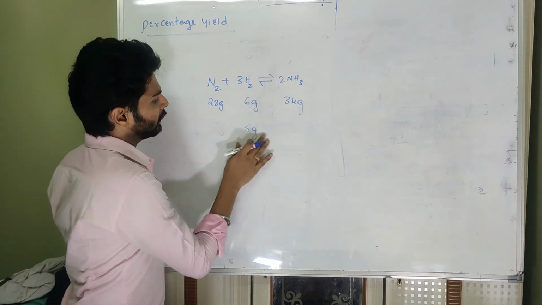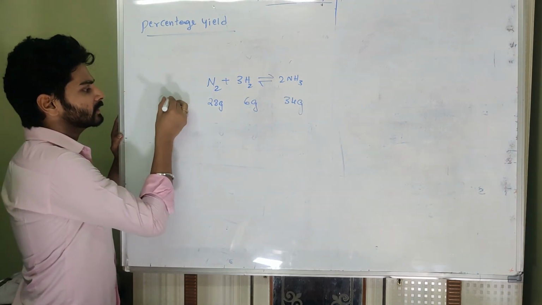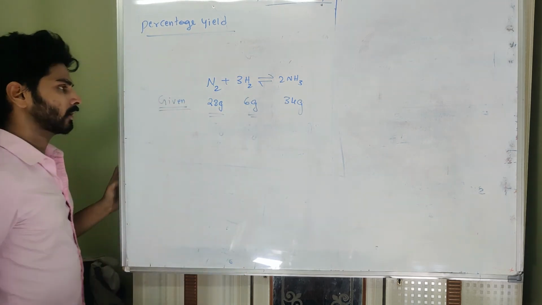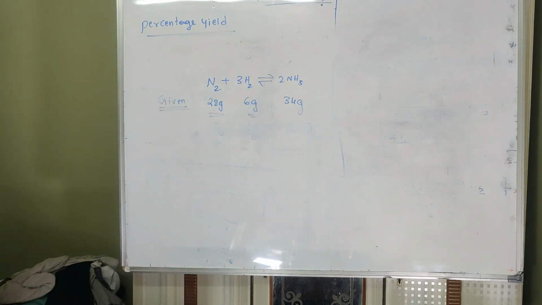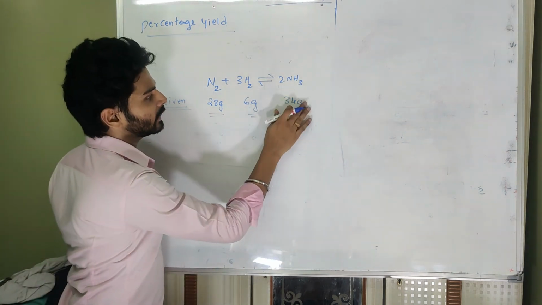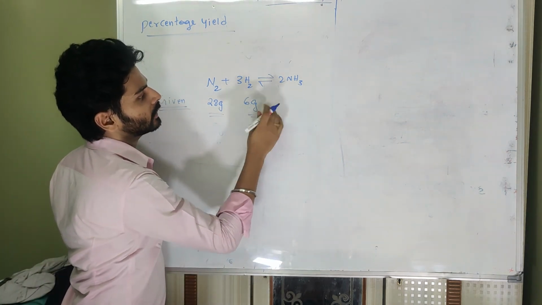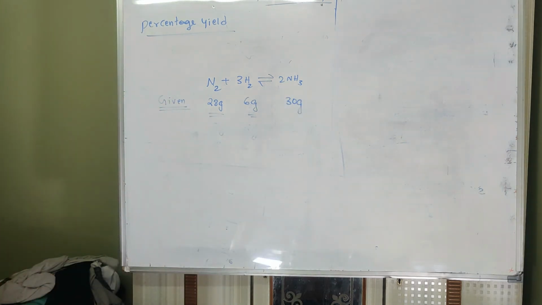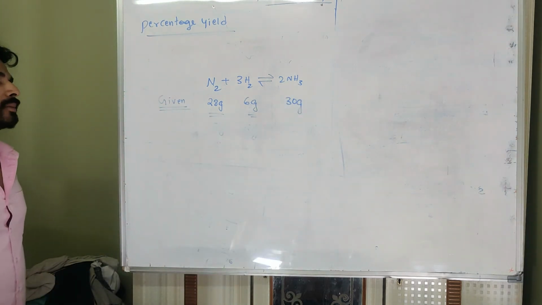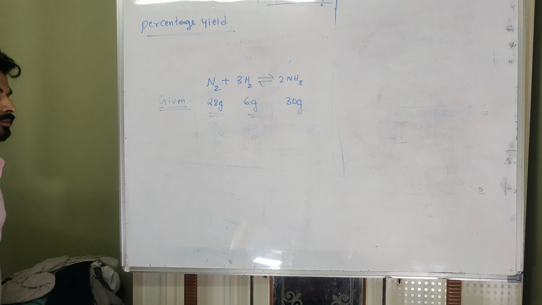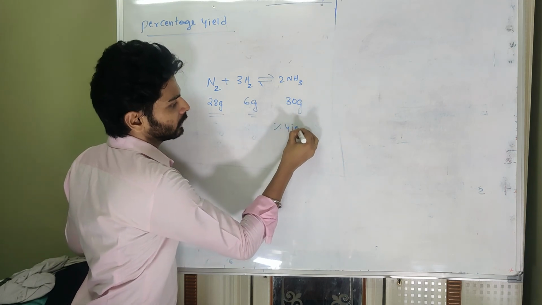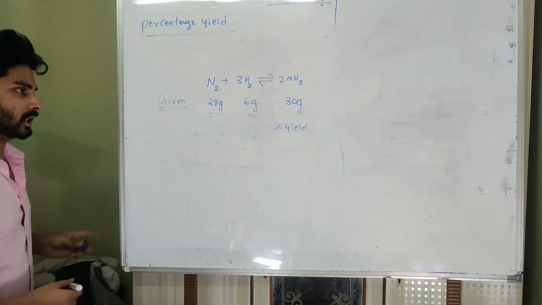For the time being, let me take the given data as this one itself. But given data, instead of 34 grams, maybe it is given as, let us say, 30 grams. 28 grams of nitrogen reacts with 6 grams of hydrogen, giving us 30 grams of ammonia. And it asks us to calculate the percentage yield.